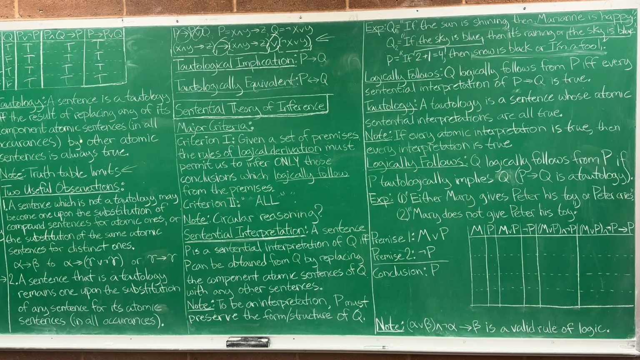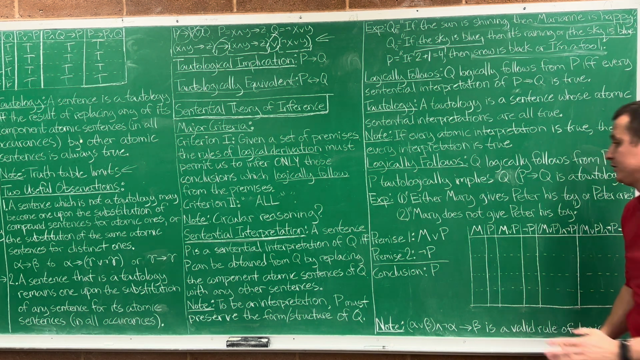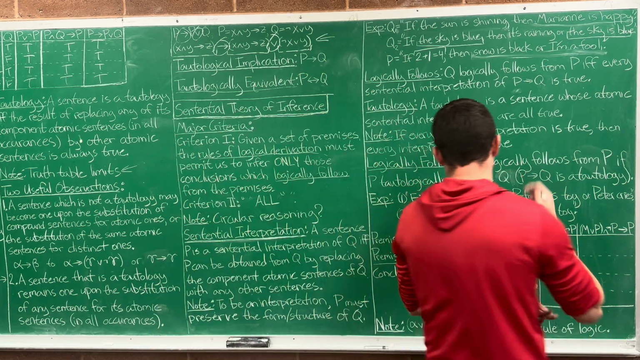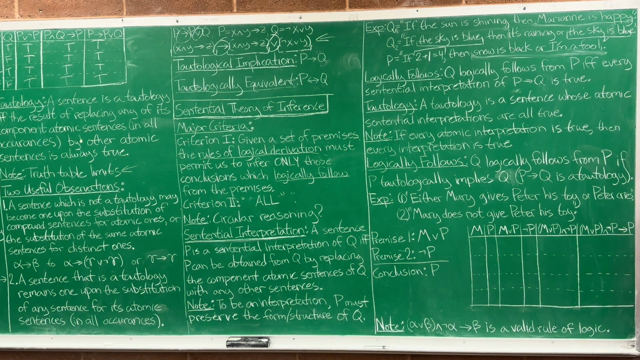Make sense? So that is how we're going to come up with what logically follows and our rules of logic. We simply demonstrate that they're a tautology, and we use truth tables to do it. So let's now do our first concrete example, and I think it will help all of this make more sense. Examples help a lot. So here we go.